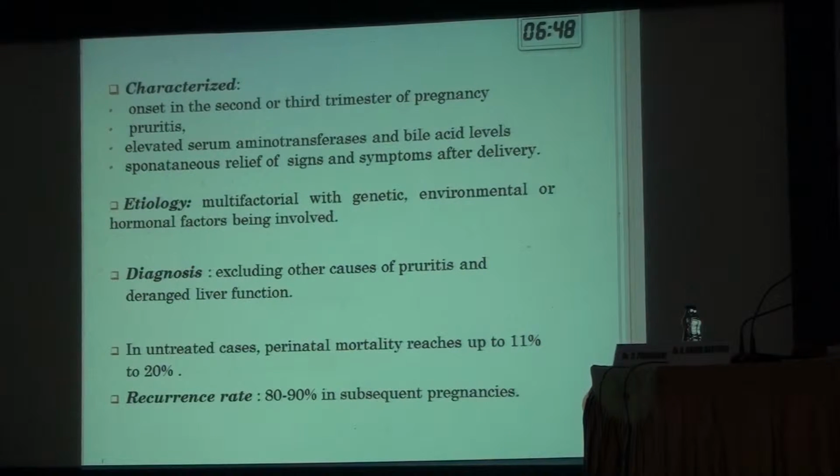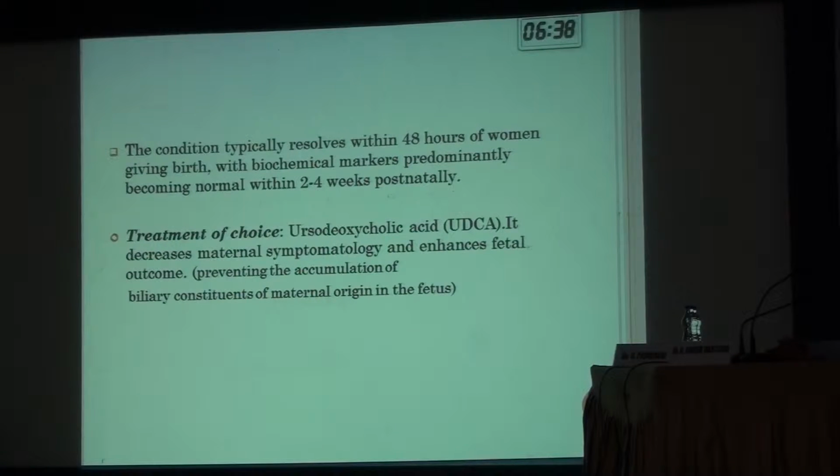In untreated cases, the perinatal mortality reaches up to 11 to 20% and the recurrence rate being 80 to 90% in subsequent pregnancies. The condition typically resolves within 48 hours of women giving birth, with biochemical markers predominantly becoming normal within 2 to 4 weeks postnatally. And the treatment of choice is ursodeoxycholic acid. Now this decreases the maternal symptoms and enhances the fetal outcome.